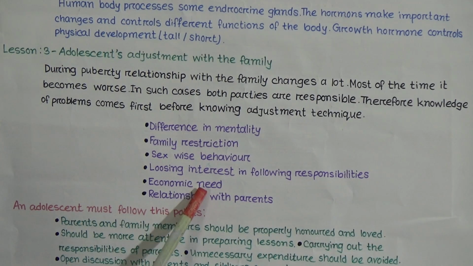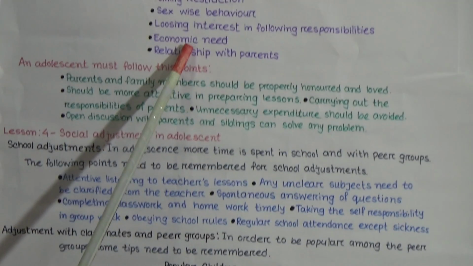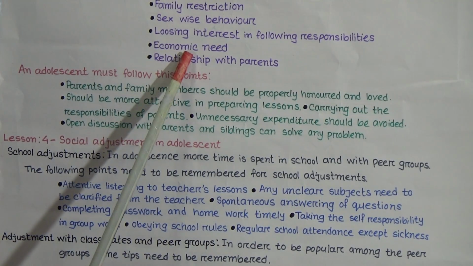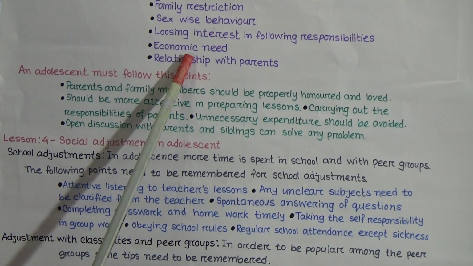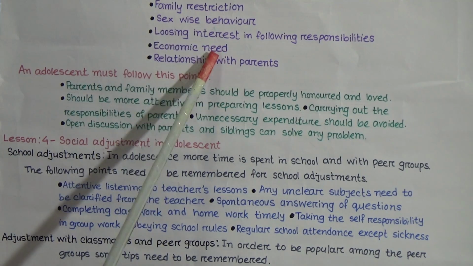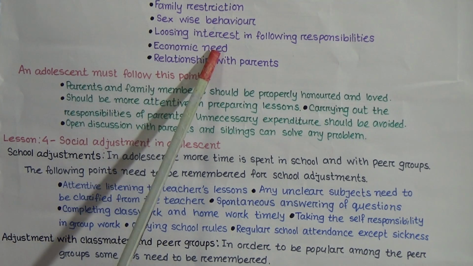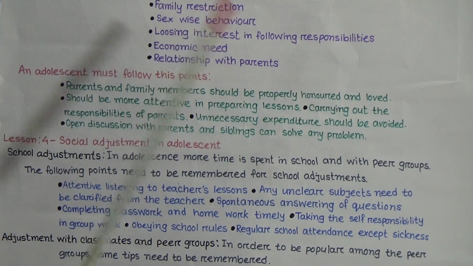Next, economic need. At the time of puberty, students want to go with their friends, they want to hang out, they want to go on a picnic, or they want to do according to their friends. So they need money, but from the family there are some restrictions. So that's why there is the problem of economic need.